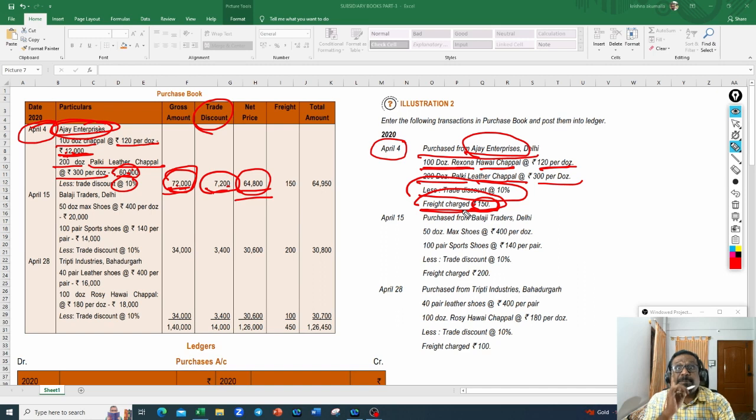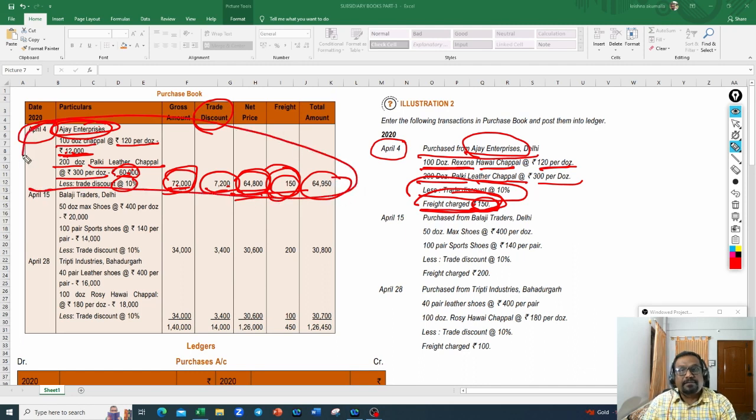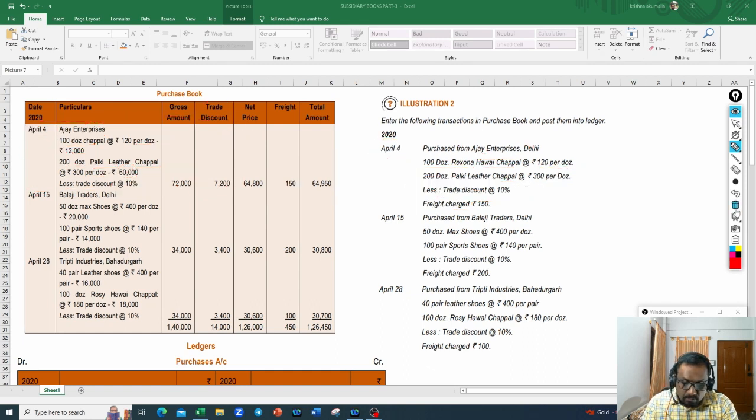If the problem says freight paid, you should not show here. That was a payment made already. It should not come in purchase book, because in purchase book we record only credit transactions. So if it is already paid, it should have gone to cash book. Since it is freight charged, 150 is a credit transaction. Hence, I am bringing this 150 in purchase book. That is the difference you need to remember here. Are you clear? So 150 is not paid, payable to Ajay. So 64,800 plus 150, it is coming to 64,950. This is how this transaction has to be recorded. Are you clear? Right. Move on to the next one.